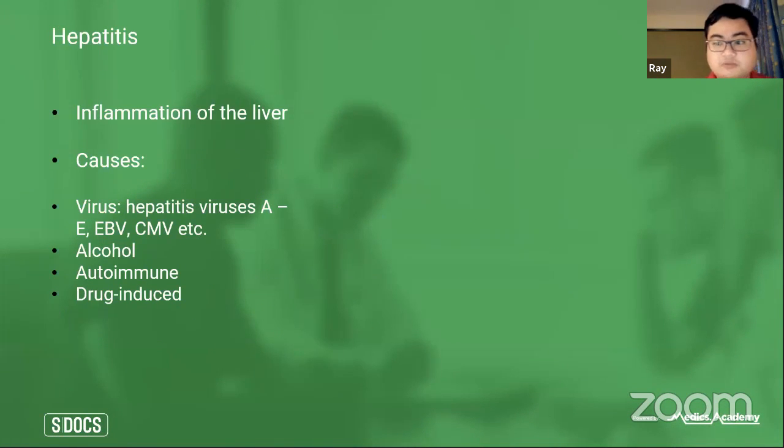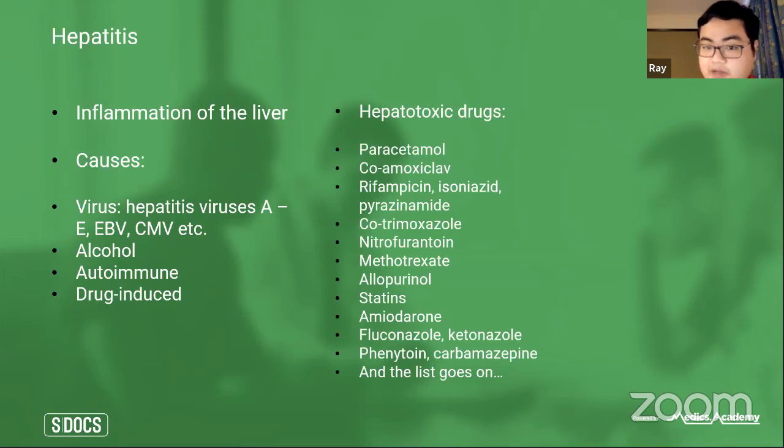All right. So hepatitis, hepa meaning liver, itis meaning inflammation. So hepatitis is inflammation of the liver. So in terms of causes, again, there's the virus and alcohol, which everyone would be familiar with. But there are also autoimmune causes and drug-induced causes, all right? Now, in terms of hepatotoxic drugs, there is an extremely long list, of which this list itself isn't exhaustive, okay? So I suggest you have a read of hepatotoxic drugs in your own time to familiarize yourselves with as many drugs as possible.